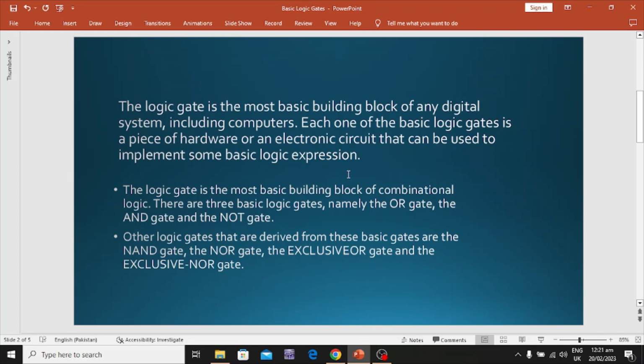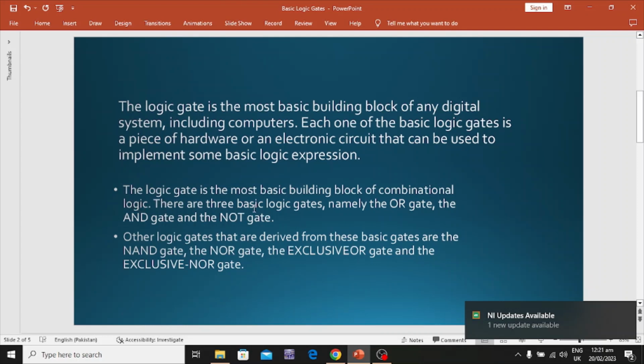We apply the desired input, and then we get the output from that input. So the logic gate is the most basic building block of any combinational logic. This is the primary unit.